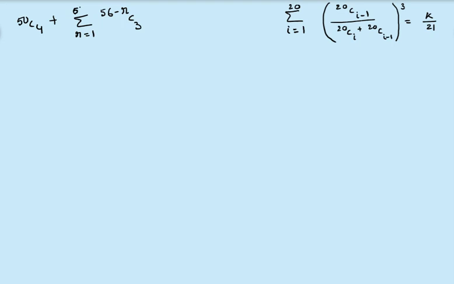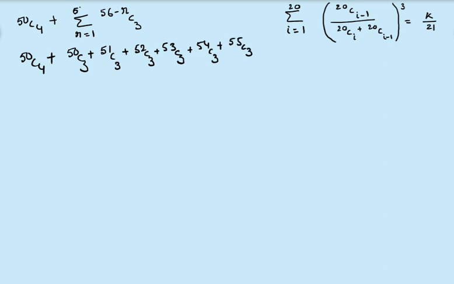See these two questions. 50C4 plus, if you expand this sigma, what happens? R is running from 1 to 6. Substitute 6 here, you will get 50C3. Next substitute 5, 51C3. Next 52C3. Next 53C3. Next 54C3. Finally, when R is equal to 1, we will get 55C3.